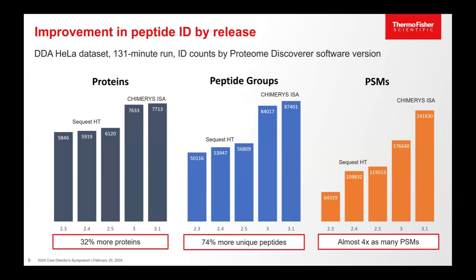So for DDA data, which was the original release back in PD 3.0 about a year and a half ago, Chimerys showed its value over Sequest by dramatically increasing the number of IDs you can get from complex data sets. With the previous versions of PD that used Sequest, compared to Chimerys afterwards, it's a dramatic improvement: in this case, 30% more proteins, almost double the number of peptides, 4 times as many PSMs. But when we were showing this to customers, they said, well, the data looks an awful lot like DIA data. Does it work for DIA data? In PD 3.0, it didn't, but in PD 3.1, it does.